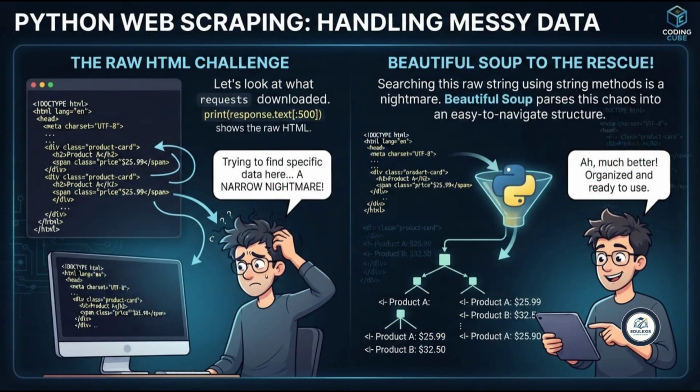Let's look at what requests actually downloaded. If we run print(response.text[:500]), we see the first 500 characters of raw HTML. It looks like a messy wall of tags. Trying to find specific data in this raw text string using normal string methods would be a nightmare. This is exactly where BeautifulSoup comes to our rescue.